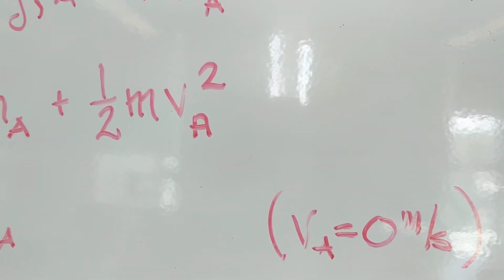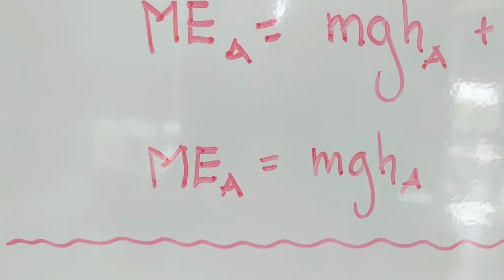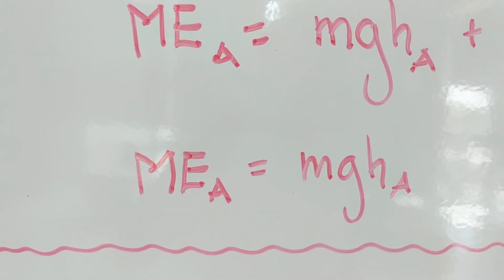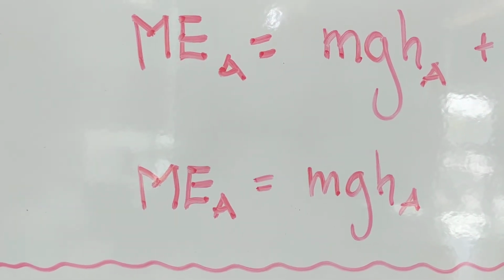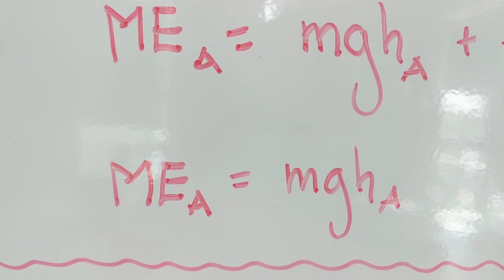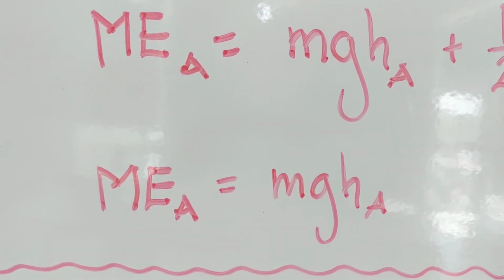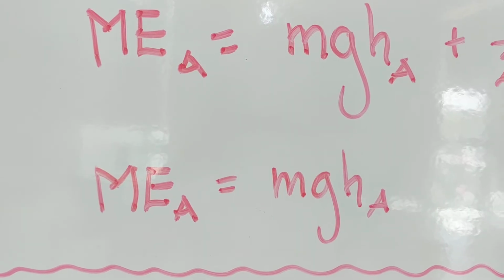I'm just placing it on the slide and letting go. So that greatly simplifies my equation. There it is. I can calculate the total energy, the mechanical energy at point A of this marble simply by calculating the potential energy at A, because that's the only kind of energy that the marble has at point A.